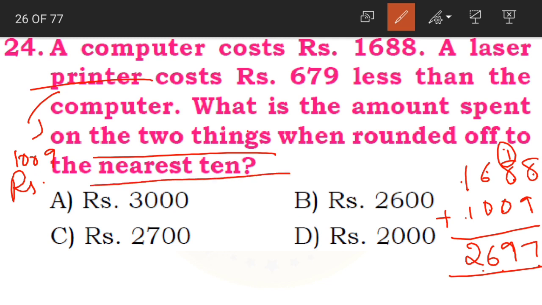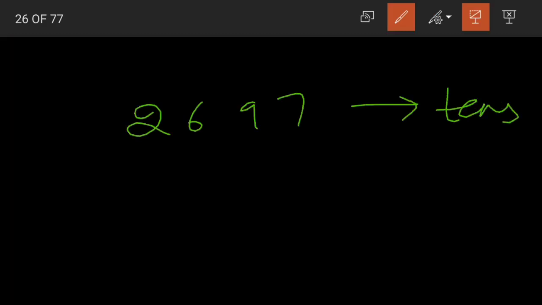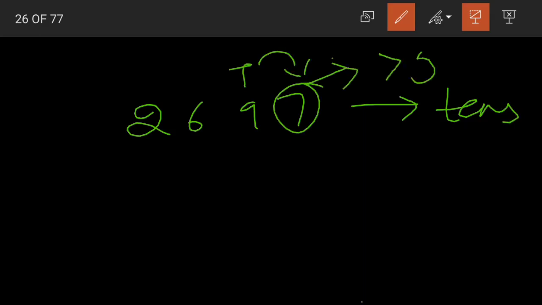We should round it off to the nearest 10. 2697. Rounding off to the tens. That means we need to look at the digit in ones place. It is 7. It is greater than 5. Yes or no, children? Yes. So what should we do?